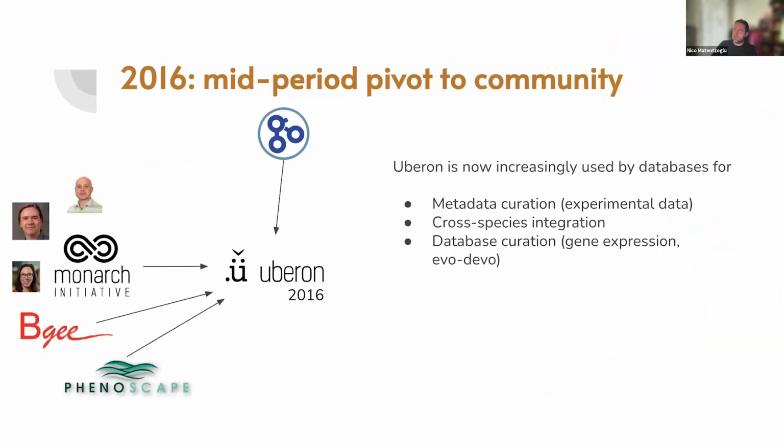Then a few years later, we call this now the mid-period, the project pivots a bit more to a community project. So we now have multiple groups, and definitely this is not a complete picture, but just to give you a sense, that are becoming stakeholders and contributors to Uberon, like Phenoscape, which has a lot of evolutionary developmental data, Bgee, which we will look at in a bit, for gene expression data, and the Gene Ontology for pathway annotations. And it's now increasingly being used for things like metadata in records, cross-species integration, and database curation.